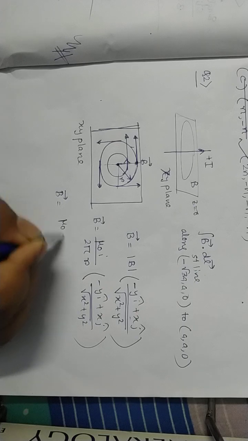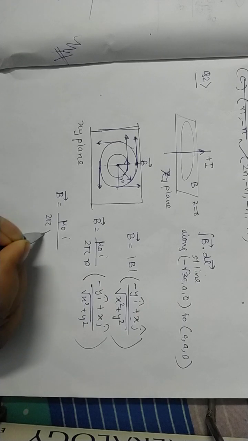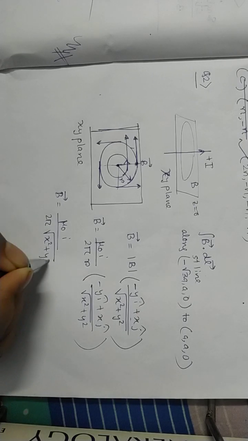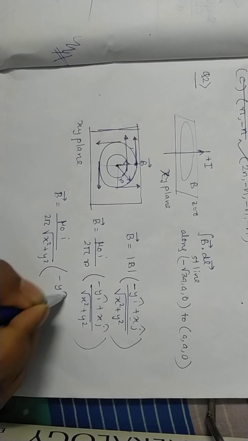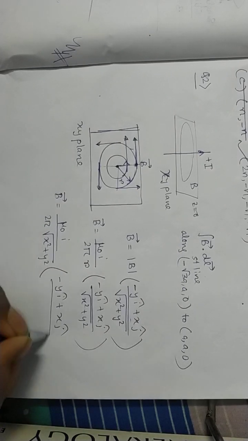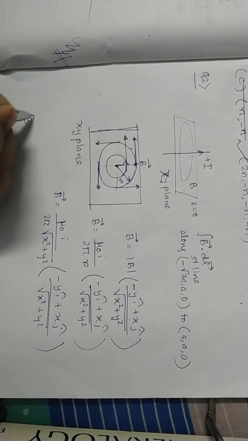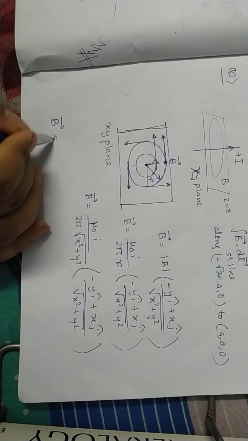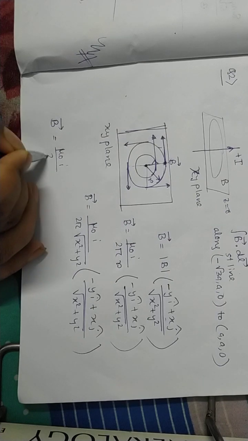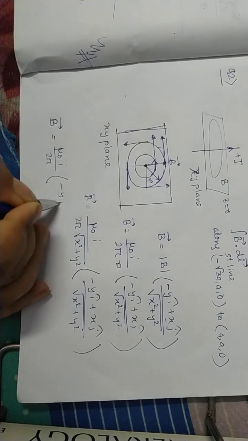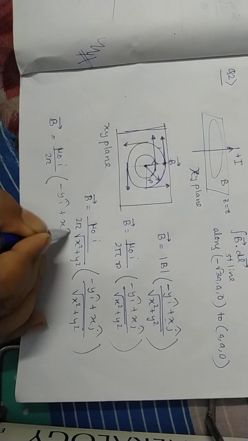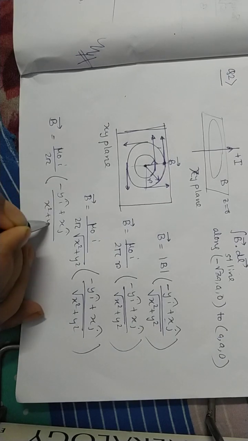We have B equal to mu naught I by 2 pi root over x square plus y square into minus y i plus x j, divided by root over x square plus y square. So B equals mu naught I by 2 pi, minus y i plus x j, over x square plus y square.